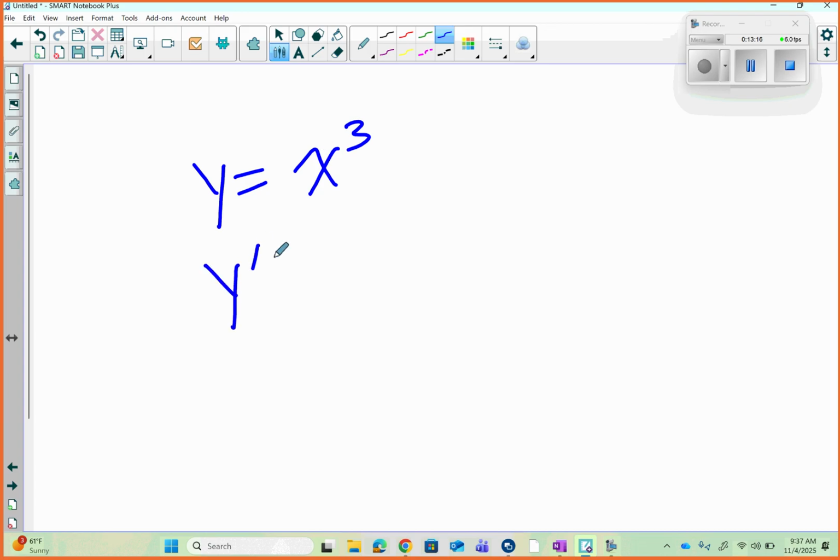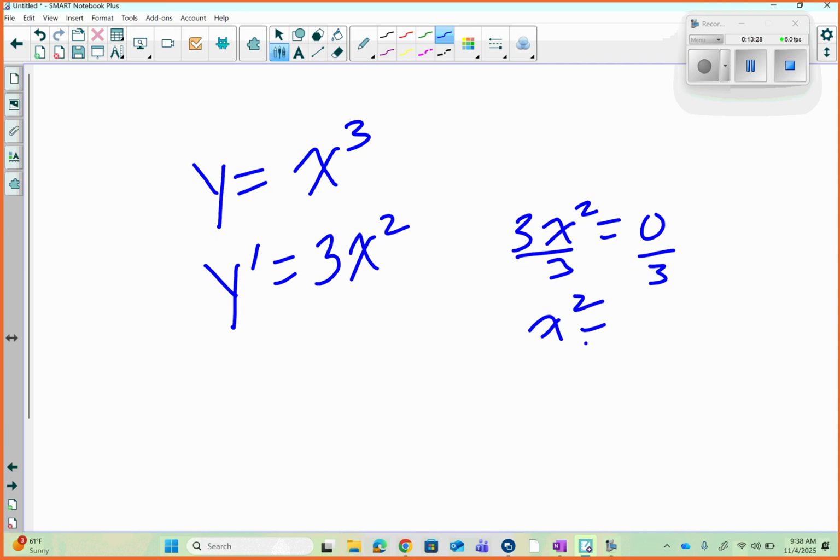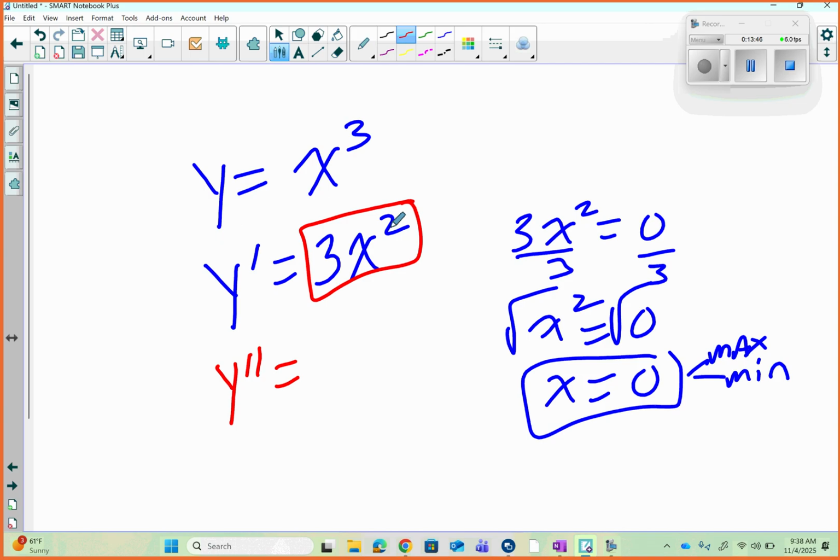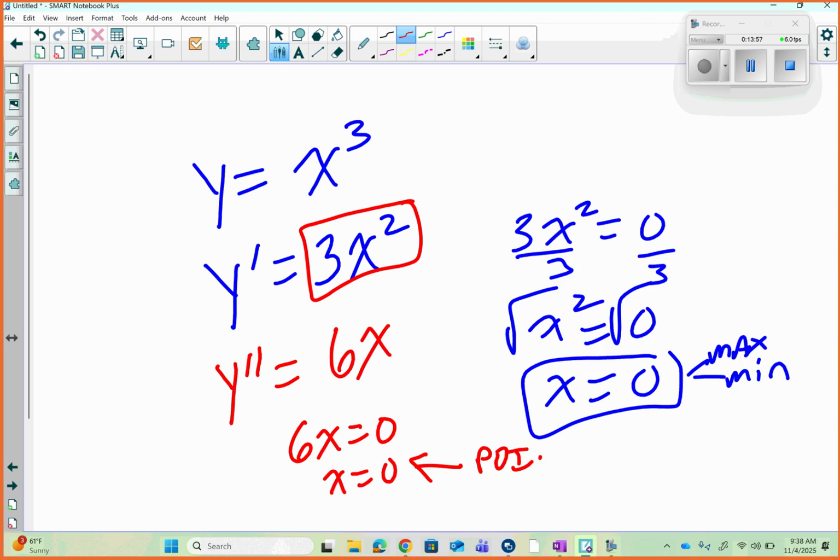If I said, okay, what's the derivative of x to the third? It's 3x squared. And then if I just took over to the side and went, okay, 3x squared is equal to 0, divide by 3, x squared is equal to 0, root. So at 0, this is either a max or a min. But then if I take the second derivative, so I'm taking the derivative of this, that's going to give me 6x. And if 6x is equal to 0, x is equal to 0, this is also going to give us a point of inflection, which seems kind of weird.